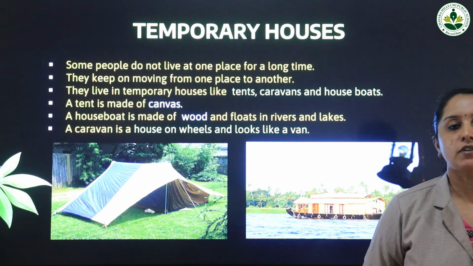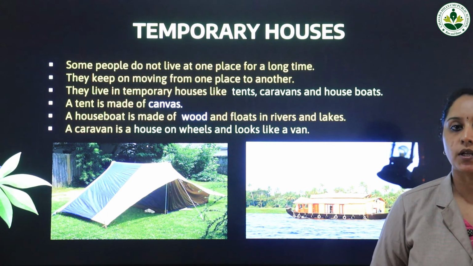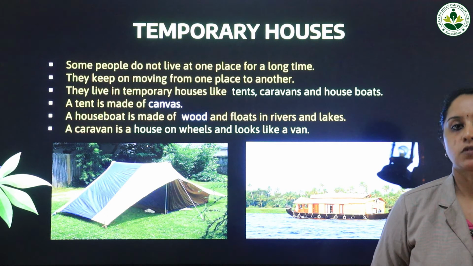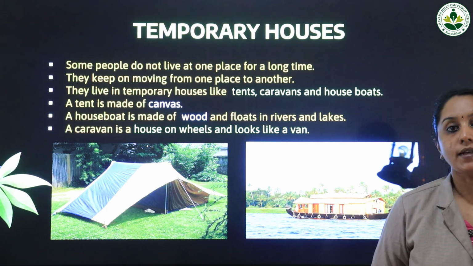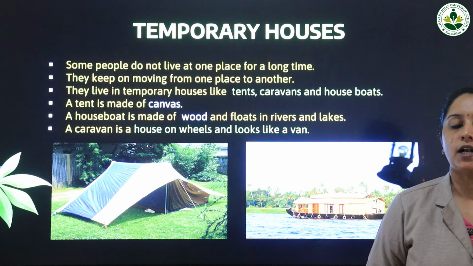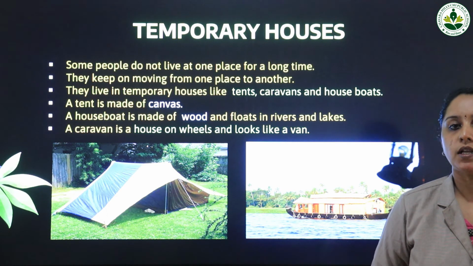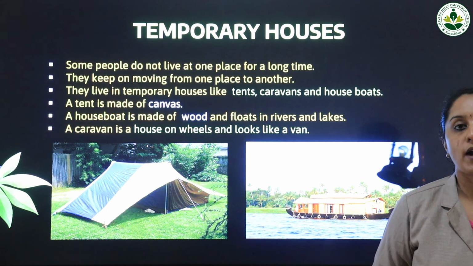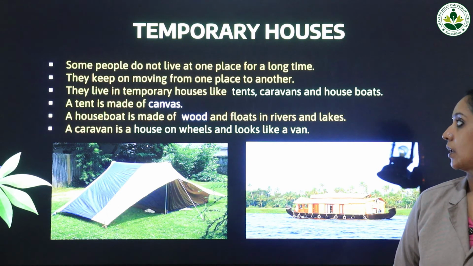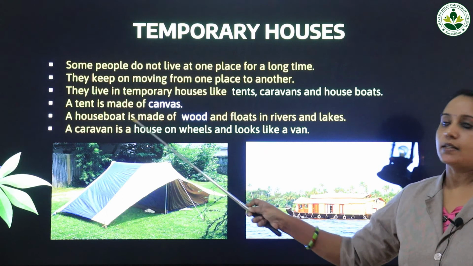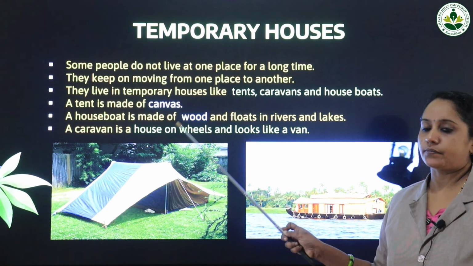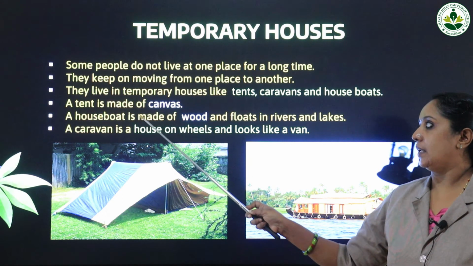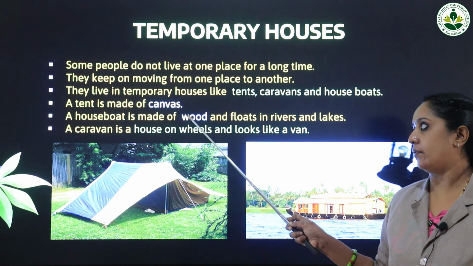So tell me children, which are the different examples for temporary house? Yes, houseboat, tent and caravan. What is the specialty of temporary houses? These temporary houses can be shifted or can be moved from one place to another. Now a tent is made of canvas. So the material that makes a tent is canvas.